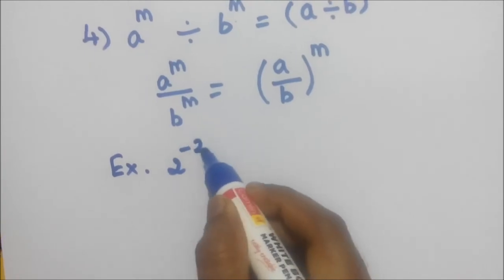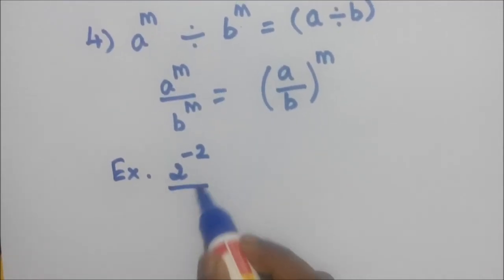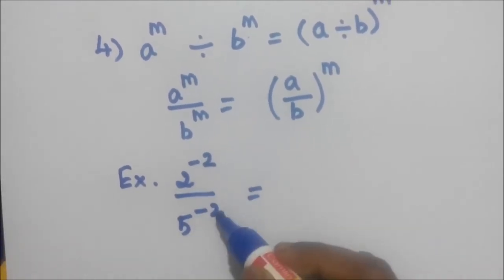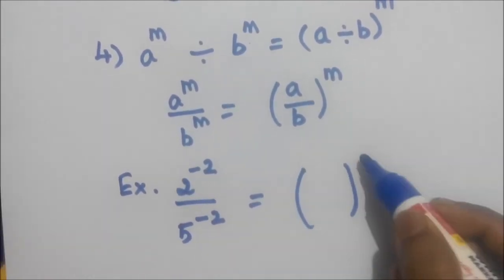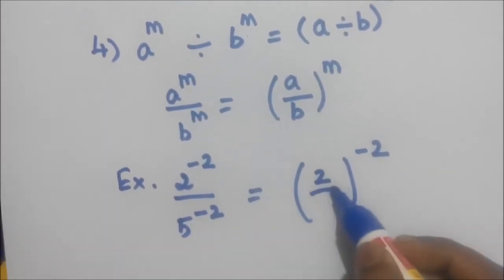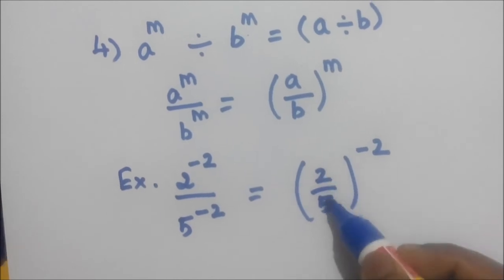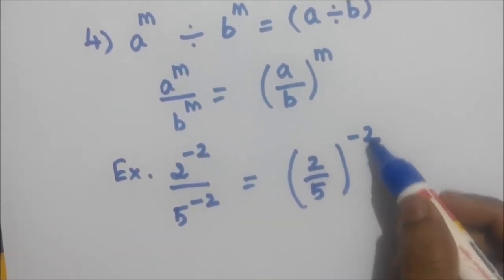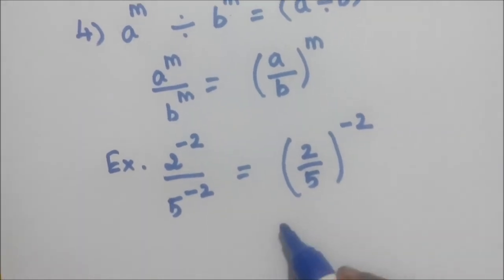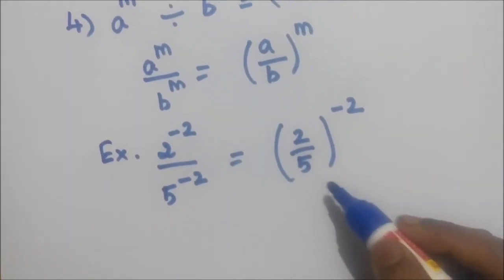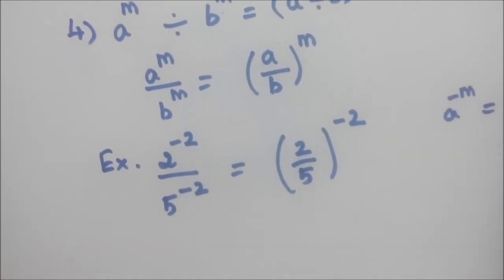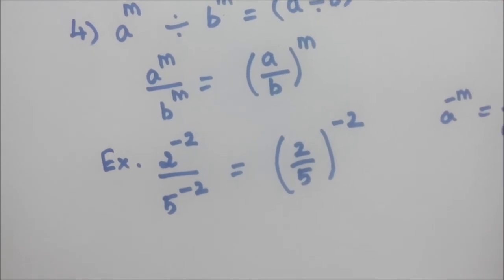Two raised to the power minus 2 divided by 5 raised to the power minus 2. Here the powers are same, so the common power we can write and the bases we can write. So we can say 2 by 5 common raised to the power minus 2. See, this is a fractional number. Normally we will write a raised to the power minus m is equal to 1 upon a raised to the power m.